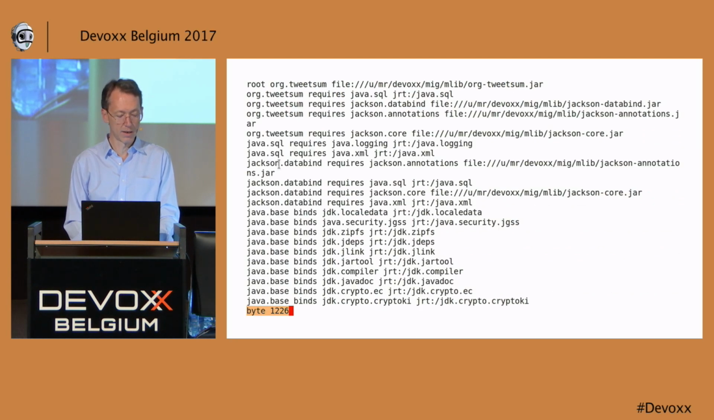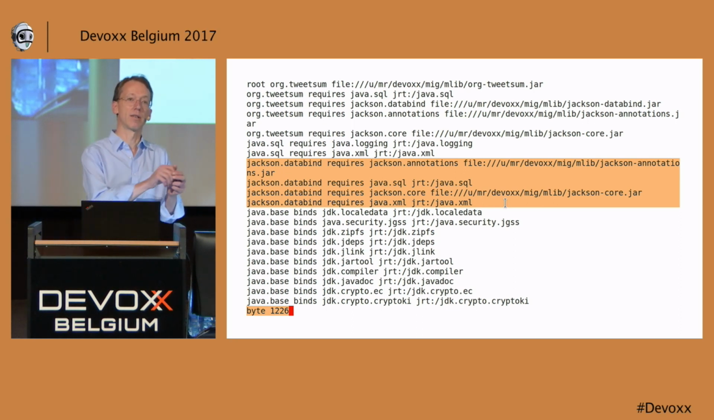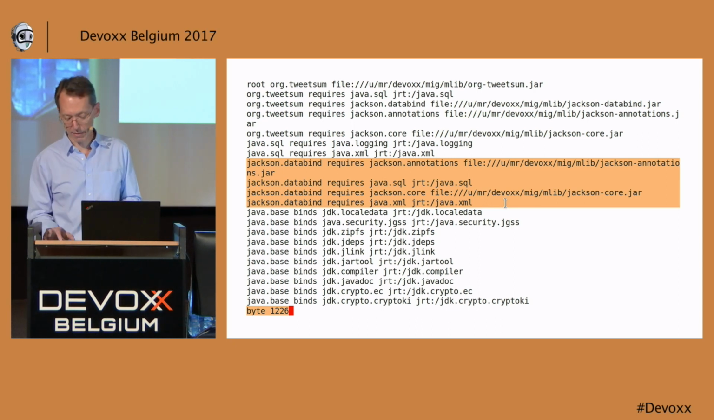And here we see that the Jackson modules are being loaded as they were before, but previously in this output, when they were automatic modules, each one of these lines ended with the adjective automatic, so you could tell they were automatic. Now they're not automatic; they're actually explicit. Everything's nice and clean.